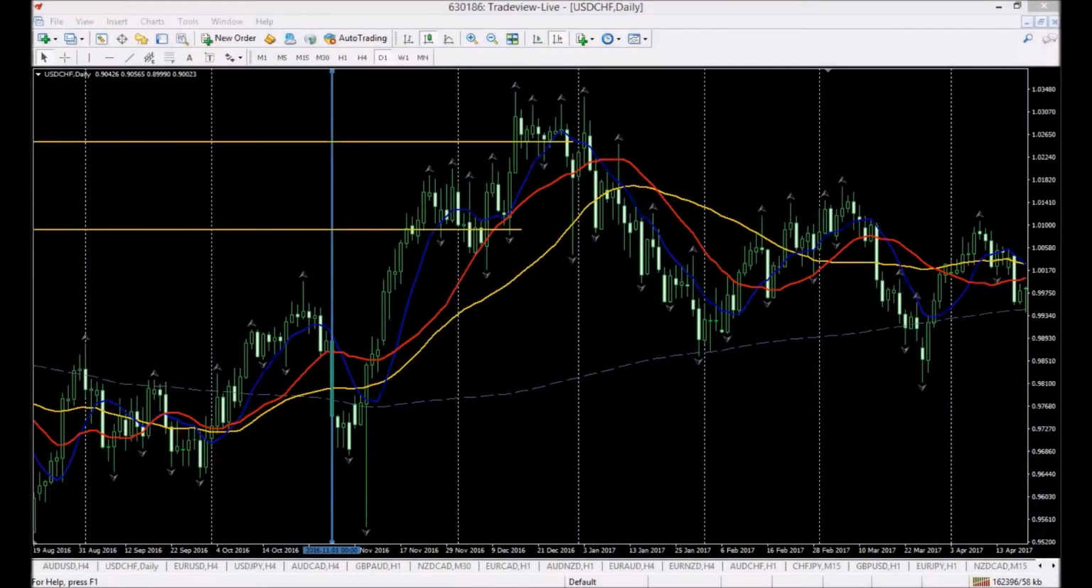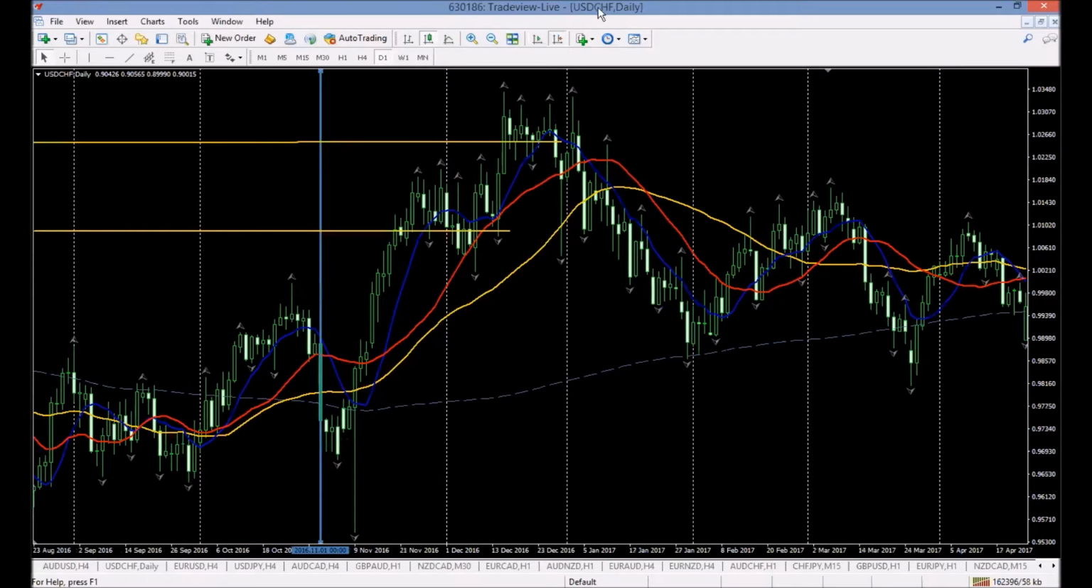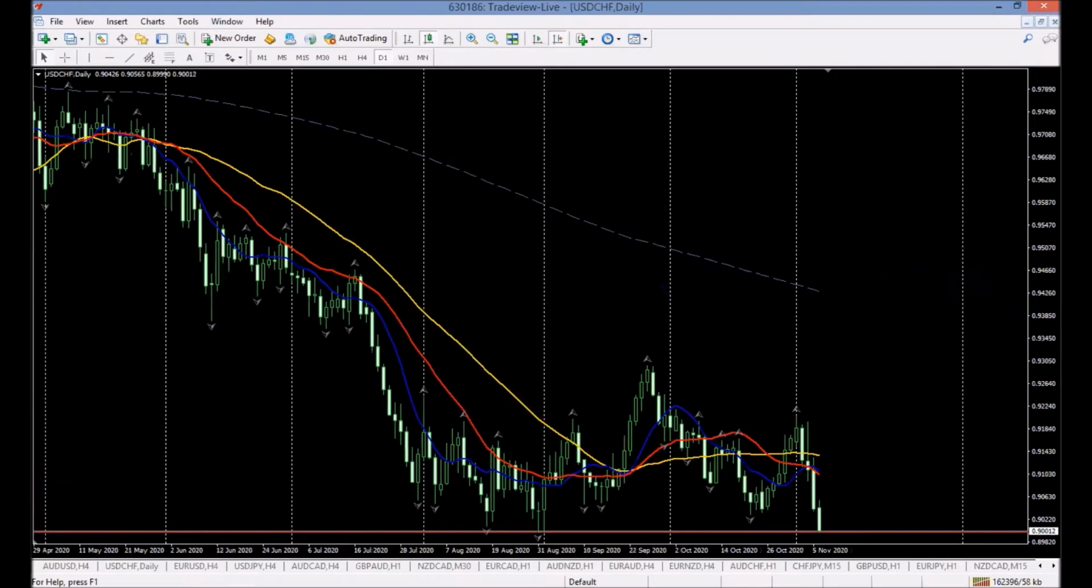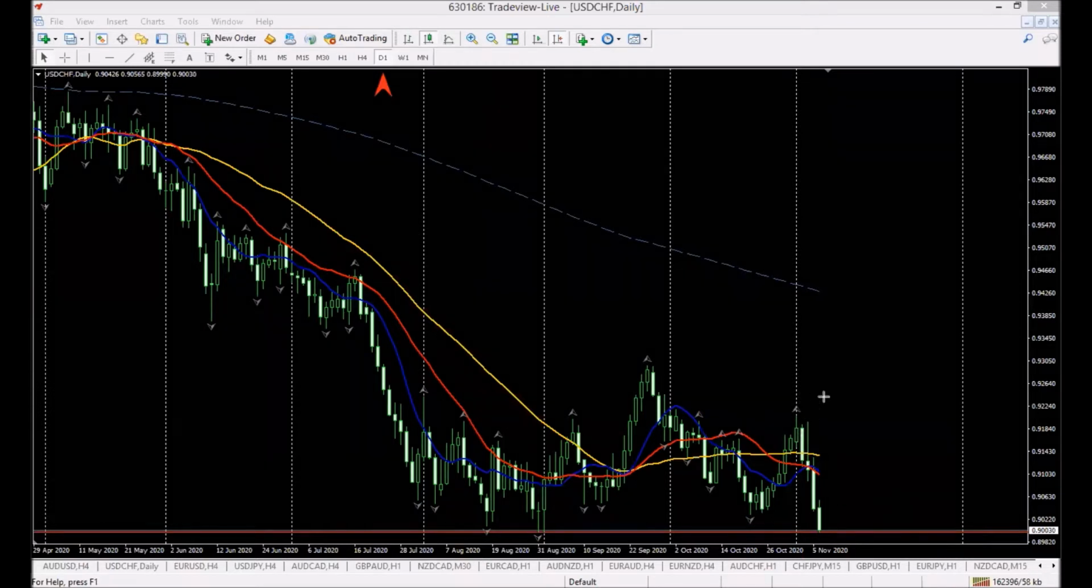Let's get to it. Okay, guys, I had to do this real quick. We're in the election. Here's my chart. I'm trading the US dollar Swissy, okay? I really don't want to trade during the election. Here's the election period. We're on the daily chart, okay?